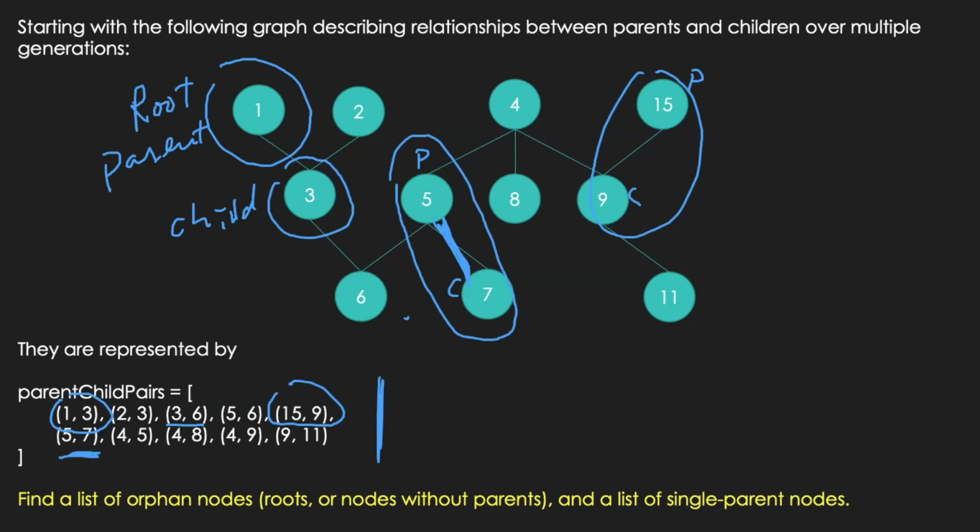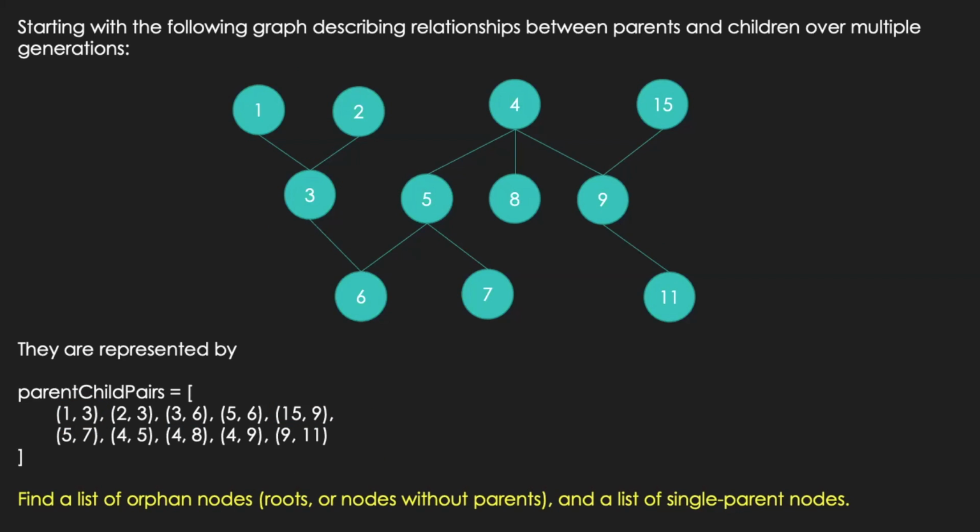We're interested in finding a list of orphan nodes. Orphan nodes means there are no parents. For all intents and purposes, you can look at them as roots. These are root nodes, 1, 2, 4, 5. They don't have any parents, so these are what we call orphans. So we need to find a list of them.